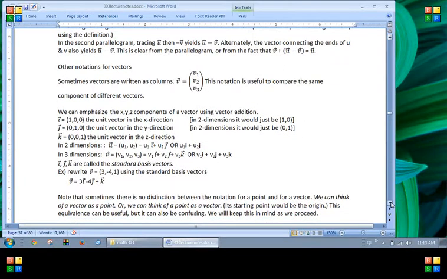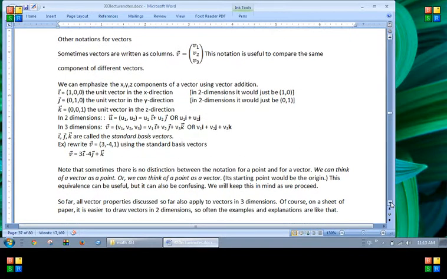Okay. 2 comments. One, the first comment we've sort of hinted at, and now I'm going to say it directly. There is no distinction between the notation for a point and for a vector. There's a reason for that. You could think of a vector as a point, or you could think of a point as a vector. If you give a point, it's a vector because we could think of the starting point as the origin, as we said before. And likewise, if you have a vector, you can just think of it as those are the coordinates of a point.